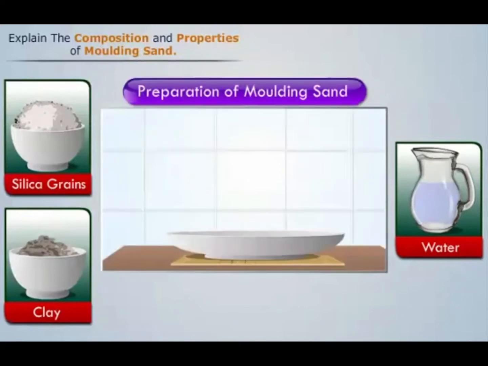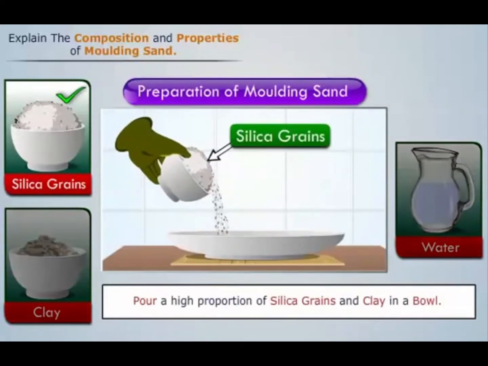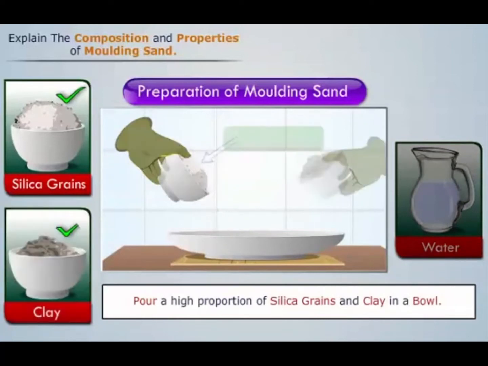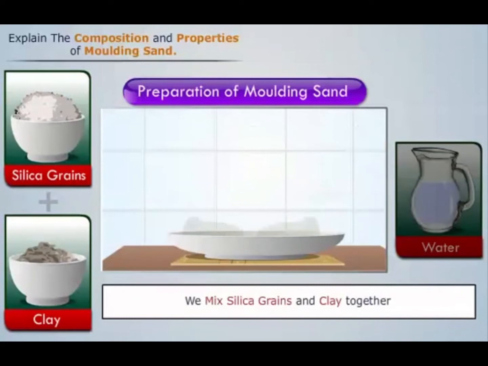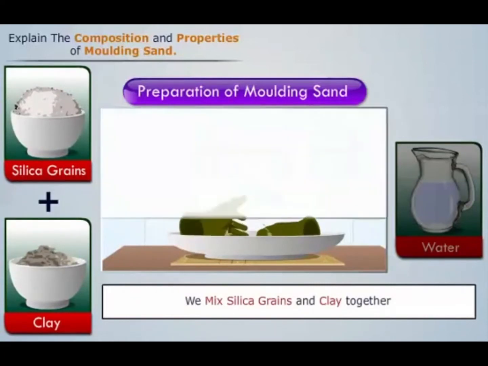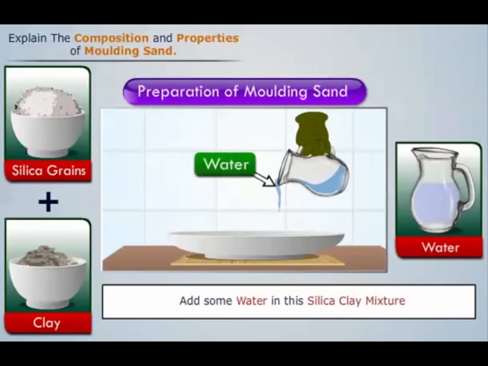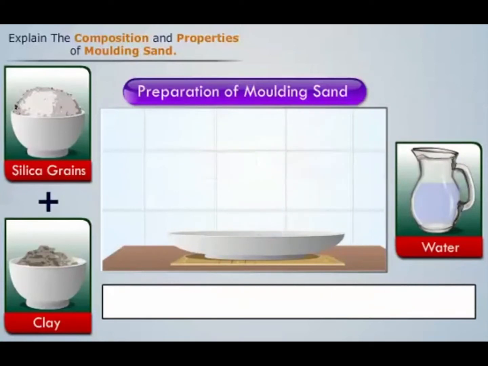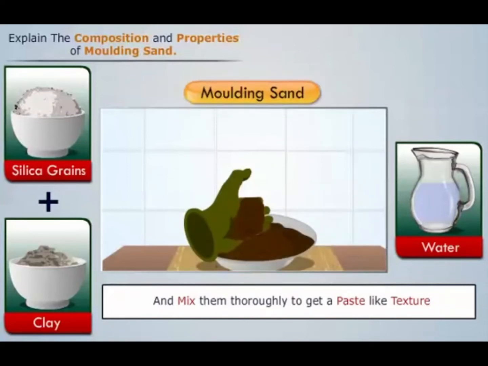For this, we first pour a high proportion of silica grains and clay in a bowl. Now we mix them together thoroughly. Then we add some water to this silica clay mixture and mix them thoroughly to get a paste-like texture. This is our required molding sand.